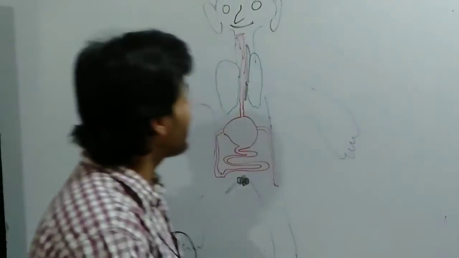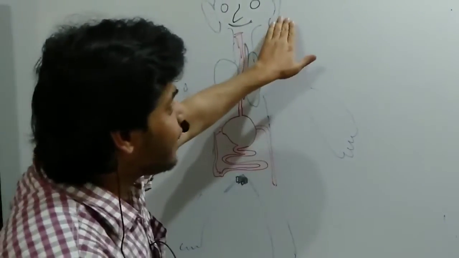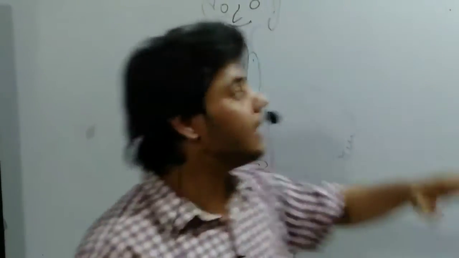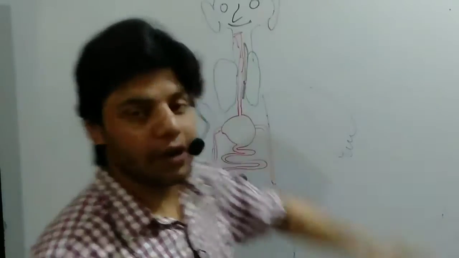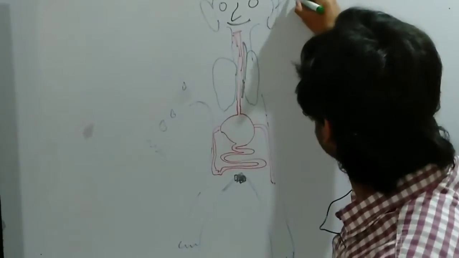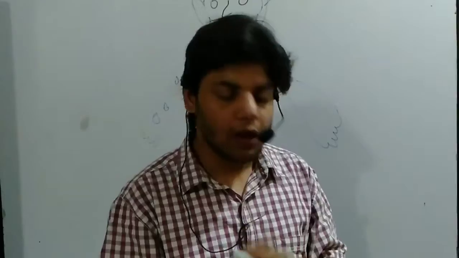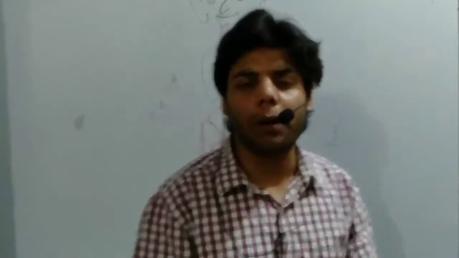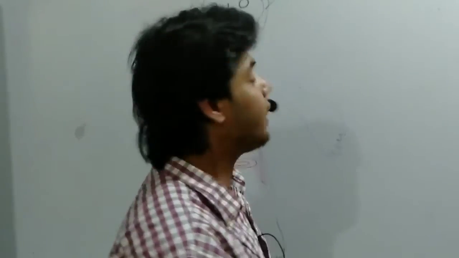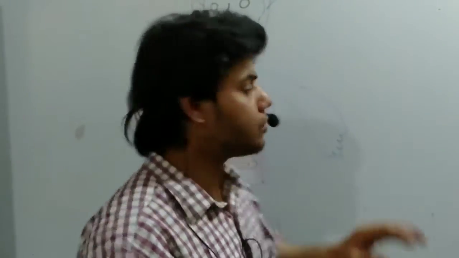Now, these are the ears. Ears are mentioned in the physical barrier of innate immunity. Why? Because they contain wax. Wax has antimicrobial properties, which are antimicrobial peptides or antimicrobial agents.